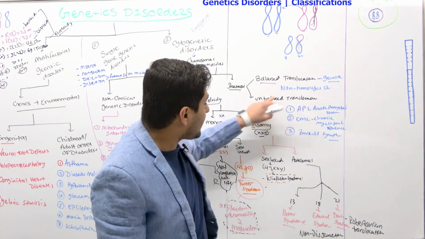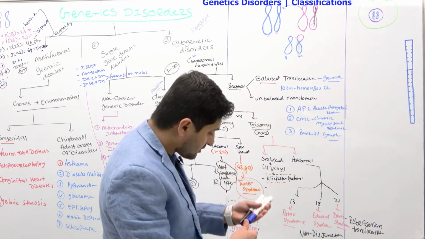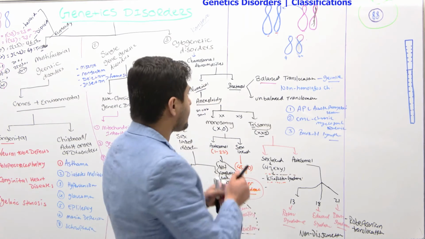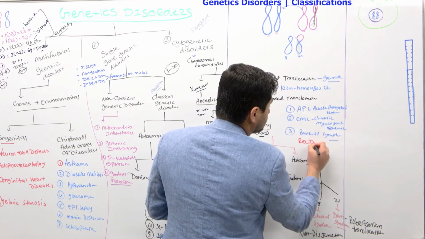This is called basic structural abnormalities, the ones that we just talked about. Please remember this whole concept, because they will ask you on your board exam. All of them, we call them reciprocal.